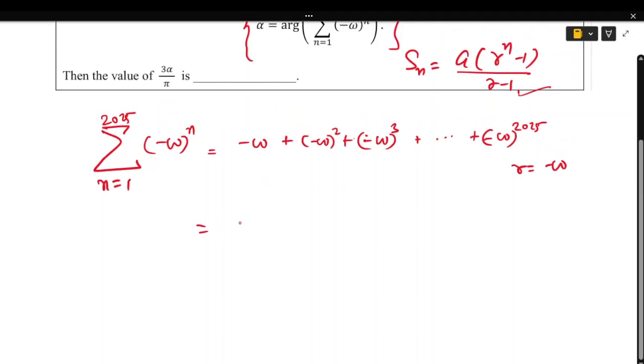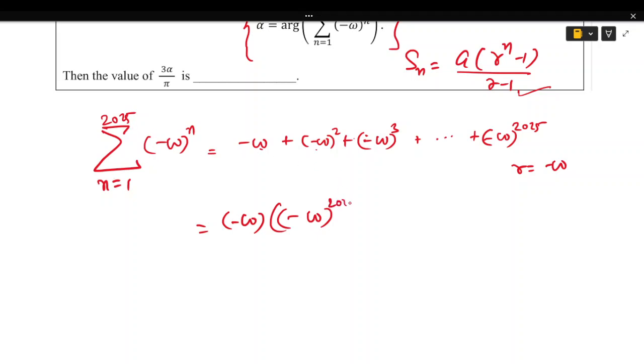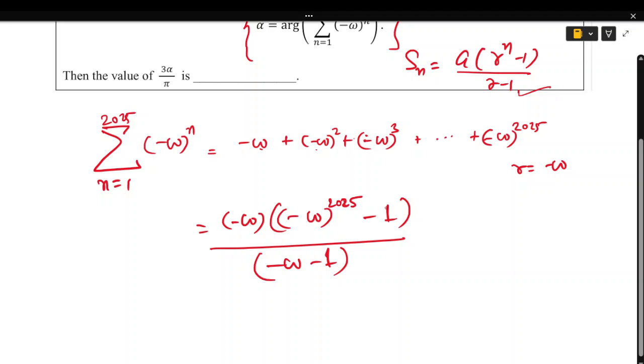So now the first term is minus omega, and the common ratio is minus omega. We are summing up to 2025, so the value of n is 2025, giving minus omega times minus omega whole to the power 2025 minus 1 upon r minus 1. Now we can split out the negative sign outside the bracket, and omega to the power 2025. Now we see 2025 is a multiple of 3.